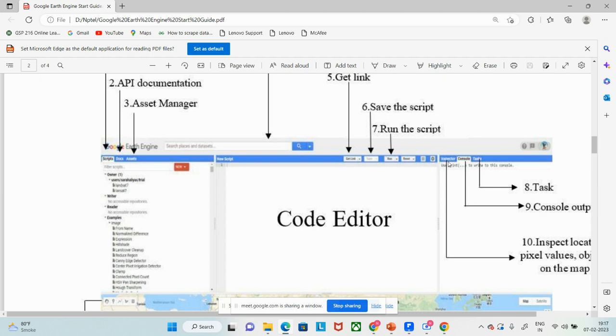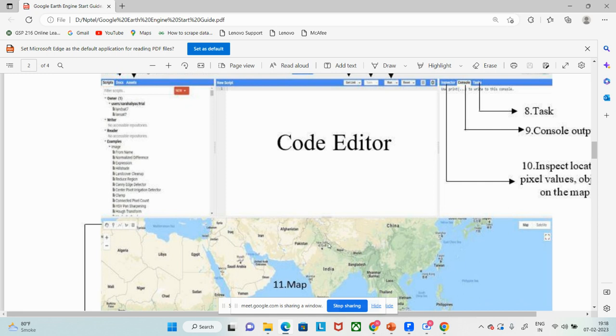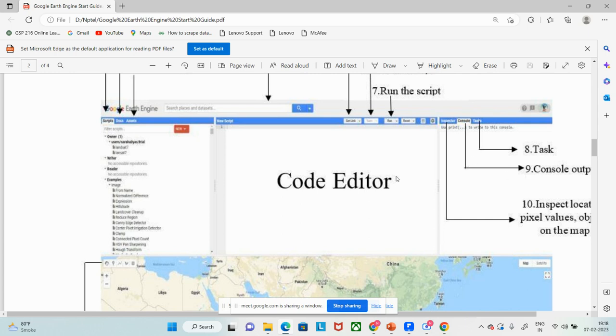And another is the inspector, which is the tenth part. After running the code, if you go to any section and click on it, after going into the inspector, it will show the details of the part where you clicked. So the inspector is for that reason. Ninth is console output. Like in Python, if we want to see anything, we write print. So here also, if you want to see anything, you have to write print. That output will be shown in this console window.